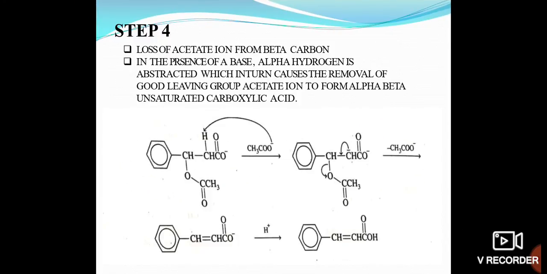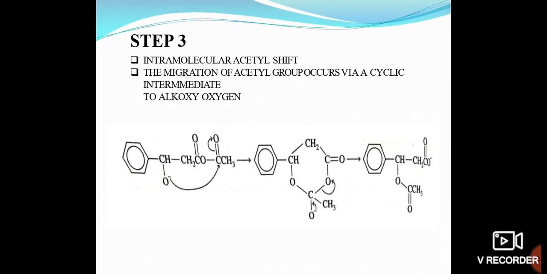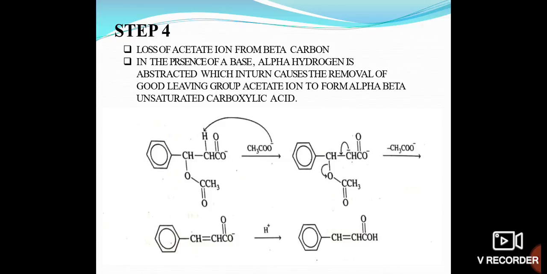In the fourth step, loss of acetate ion from beta carbon. In the presence of a base, alpha hydrogen is abstracted, which in turn causes the removal of the good leaving group, acetate ion, to form an alpha beta unsaturated carboxylic acid. The third step forms an intermediate like this. This intermediate is treated with acetate ion, with loss of acetic acid, forming another carbanion.